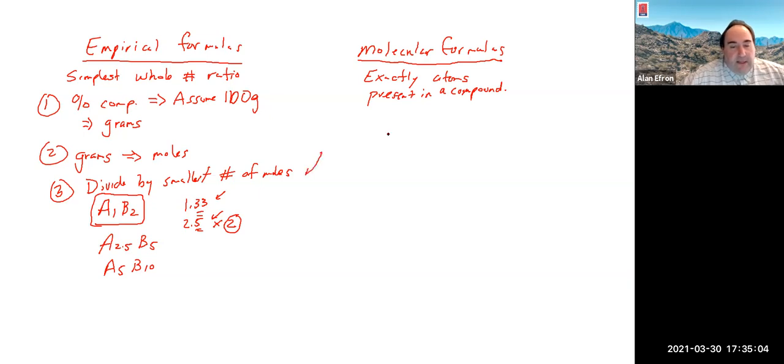To calculate the molecular formula, if we needed to, we pretty much need 3 things. We need the empirical formula. So either you will be given it, or you'll follow this procedure here to calculate it. You need the empirical formula's molar mass. And lastly, you need the molar mass of the compound.